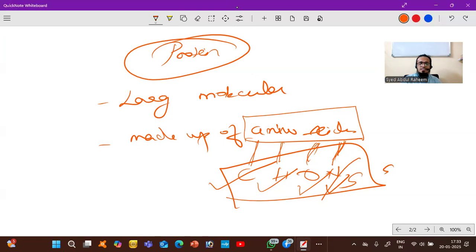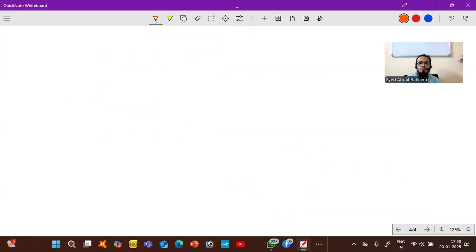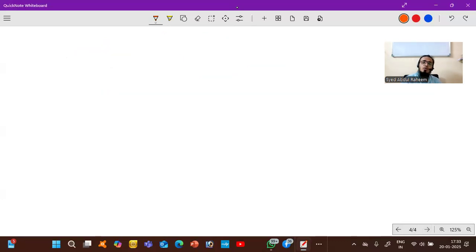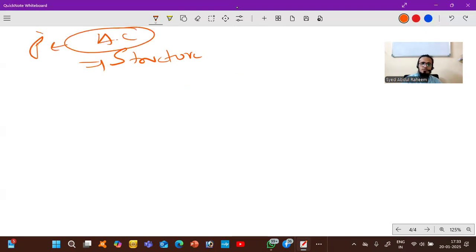Okay, so this is the basic chain of amino acids, and if amino acids combine together they form one protein. In one protein you will get mostly 20, in some books 22, in some books 24 amino acids. Okay, why does the body need amino acids? To maintain structure. If you want to maintain the structure, you need amino acids. Amino acids means proteins.